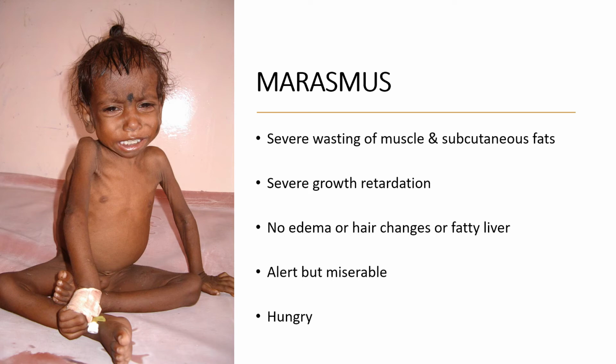Moving on to marasmus, you can see the picture of the child here. The common features with marasmus is severe wasting of the muscle and subcutaneous fats. There is severe growth retardation. But unlike kwashiorkor, in marasmus there is no edema or hair changes or fatty liver. The child is alert but miserable and hungry. So these are the features of a child who is marasmic.